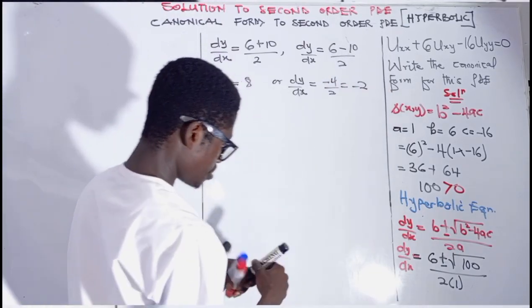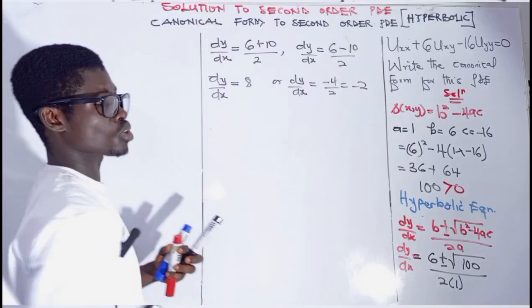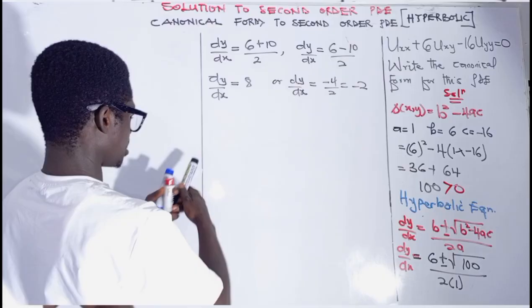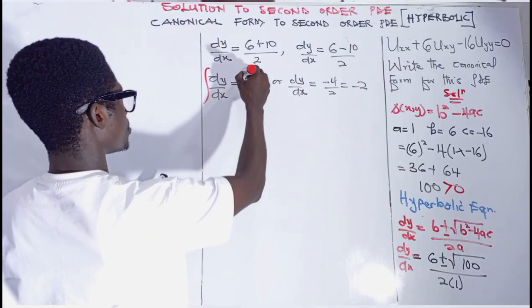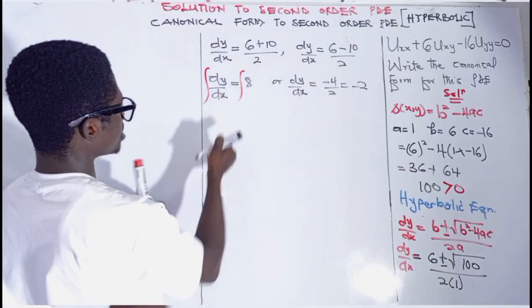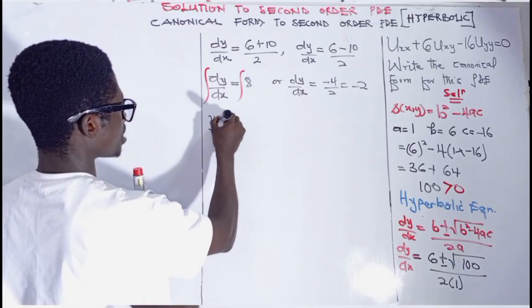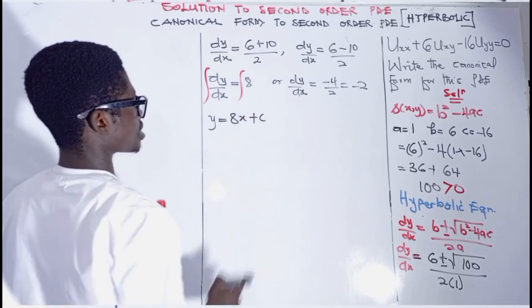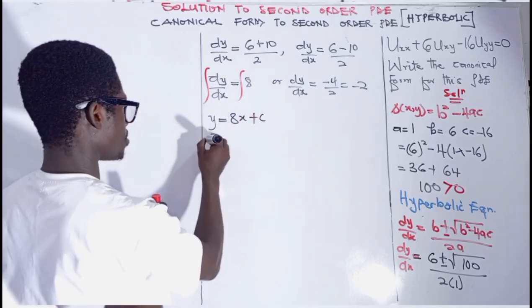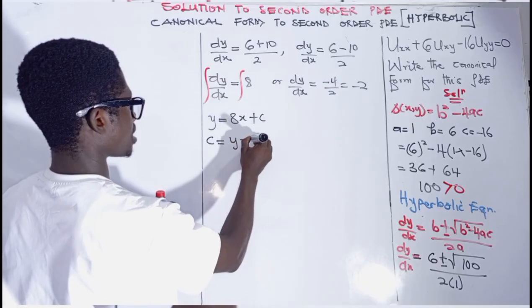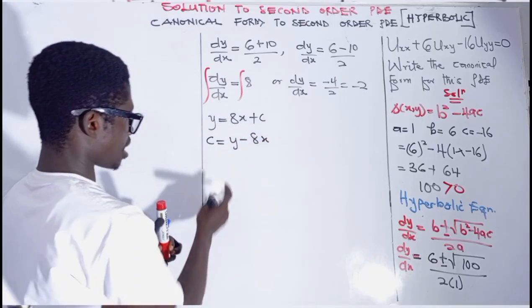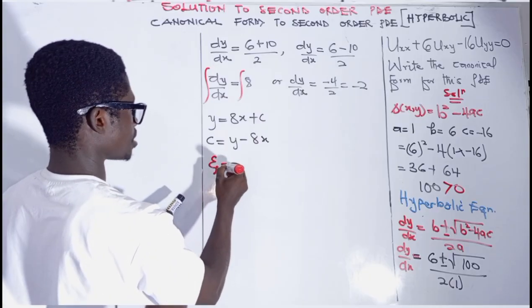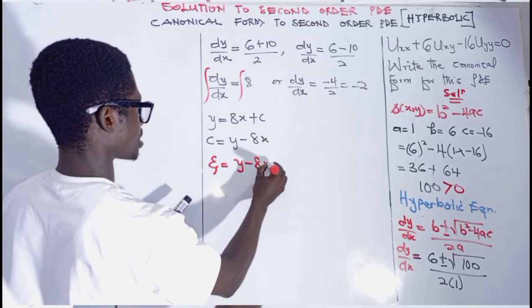Minus 2. So what we are going to do here is to solve for the characteristic variable by what? Integrating both sides. We are going to integrate this side. So when we integrate dy/dx, we are going to get what? y is equal to, when we integrate 8 with respect to x, we get what? 8x plus the constant c. Let's make c the subject. So we are going to have c is equal to y minus what? 8x. Now from here we set this one to xi. So we have our xi is equal to what? y minus 8x.